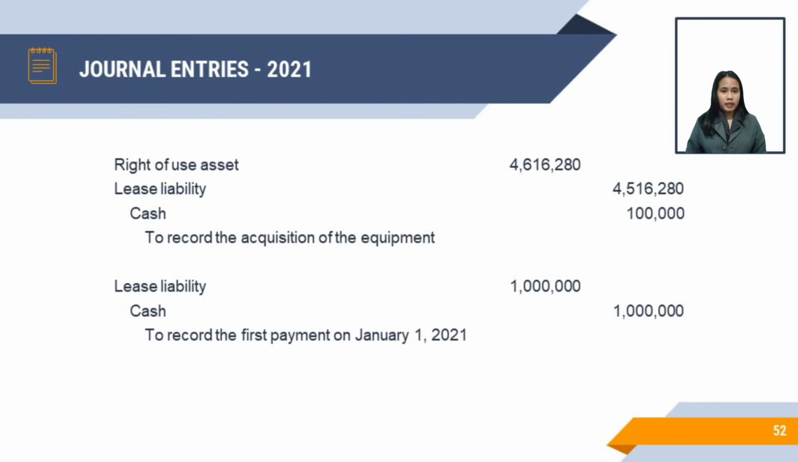150,000. Ang next naman nating entry is to debit the lease liability of 1 million and to credit the cash of 1 million as well. This is to record the first payment for January 1, 2021.